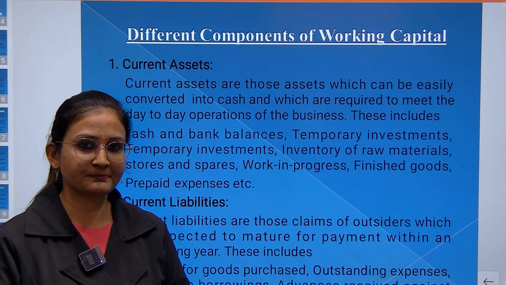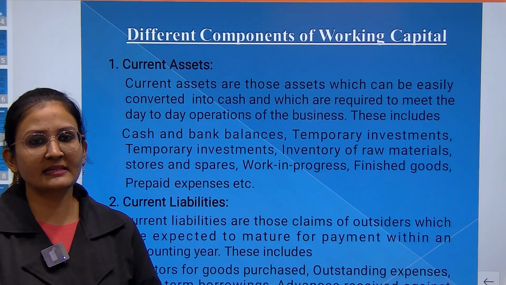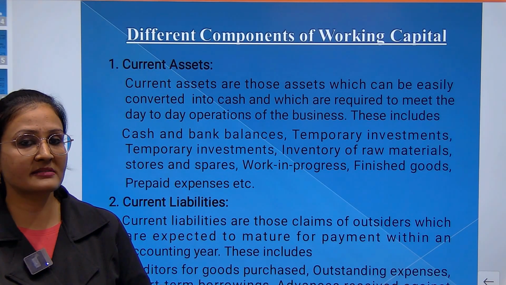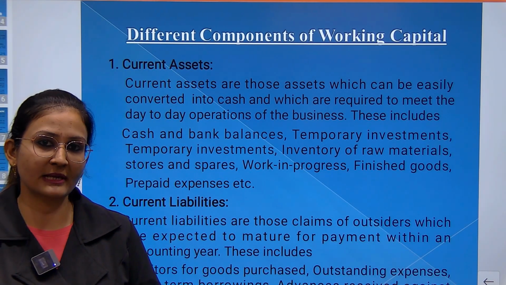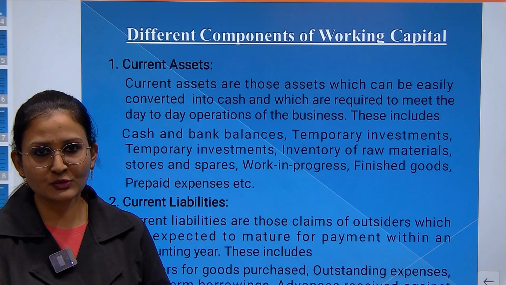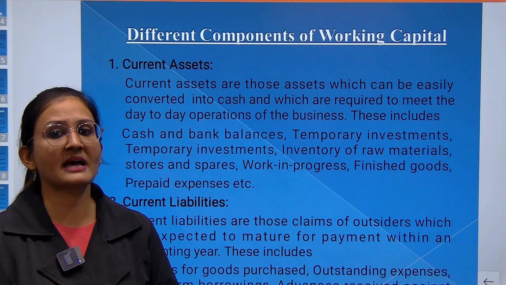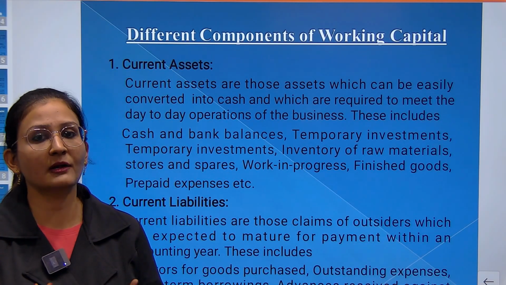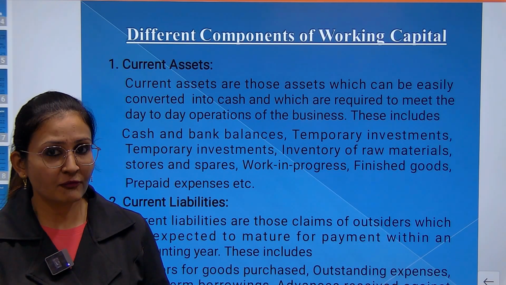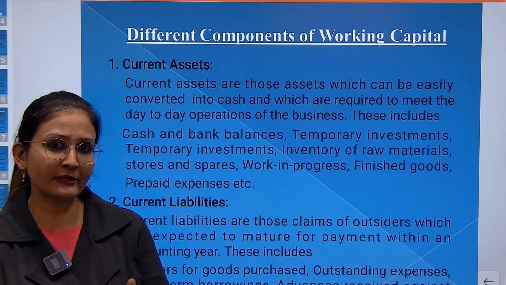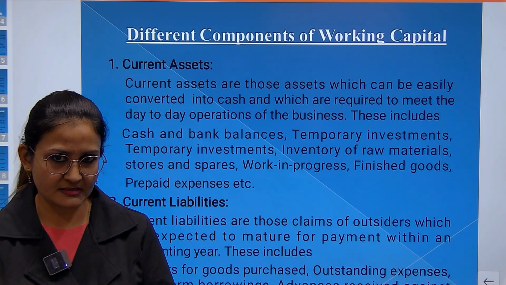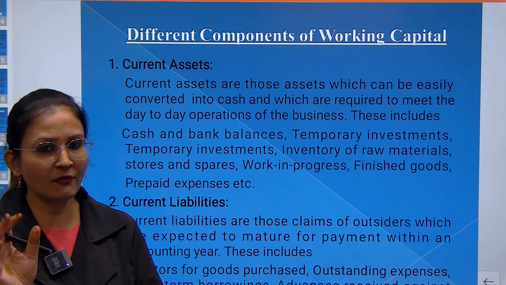Next. Now, we will see different components, or we can say very important components of working capital. The first one is current assets. Current assets are those assets which can be easily converted into cash and which are required to meet the day-to-day operation of the business. This is the basic simple meaning of current assets.